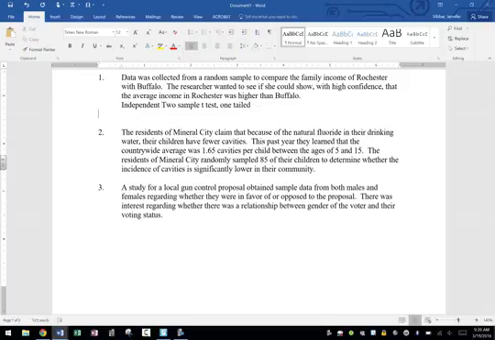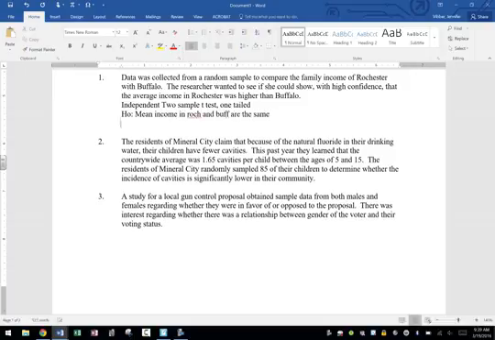And the other thing you have to do is write some hypotheses for these. So my null hypothesis, H sub O, is status quo, would be that the mean income in Rochester and Buffalo are the same. And H1 is going to be what we think we're going to find, that Rochester has a higher mean income than Buffalo.